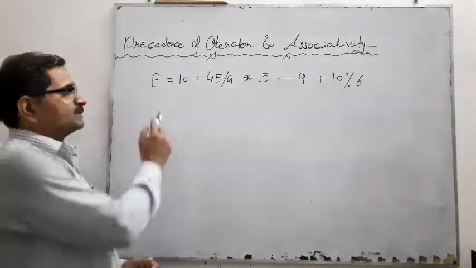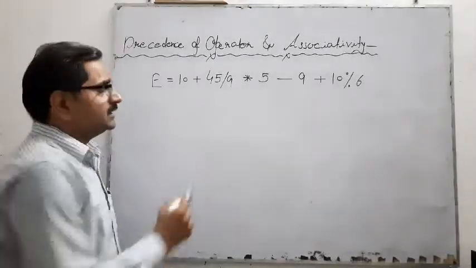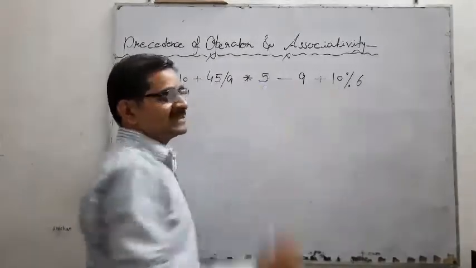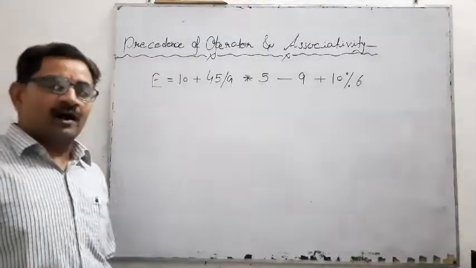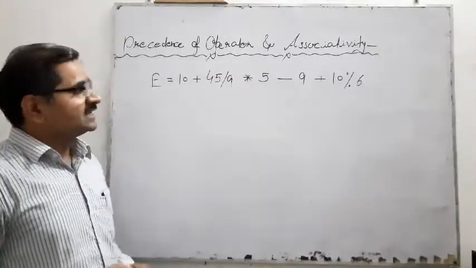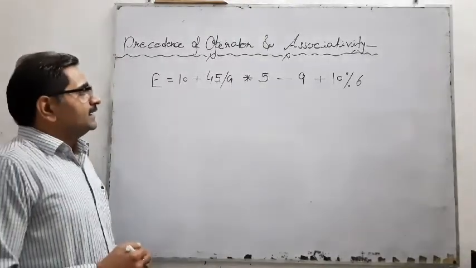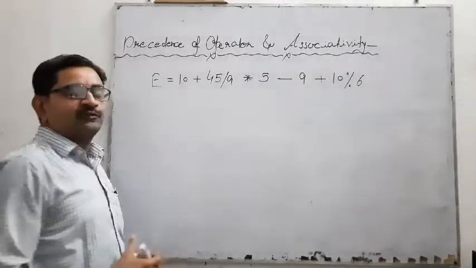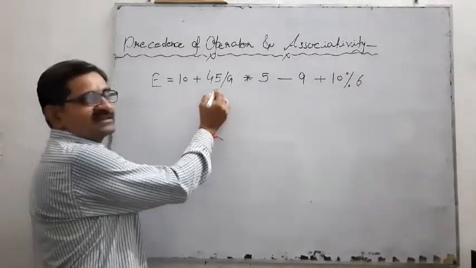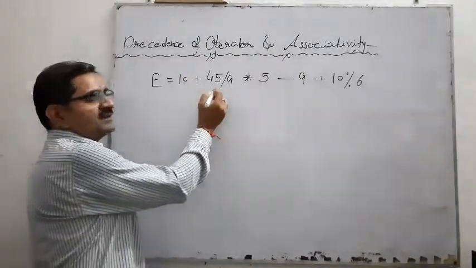You have one expression: E = 10 + 45 / 9 * 5 - 9 + 10 mod 6. Here you can see all kinds of arithmetic operations are going to be performed. The question is, which operation should be performed first? When we move from left to right, you can see this is addition, this is division. When you compare both, the higher priority is that of division.